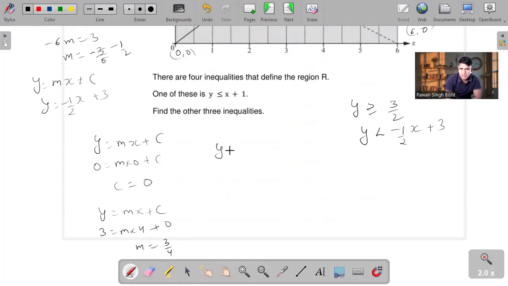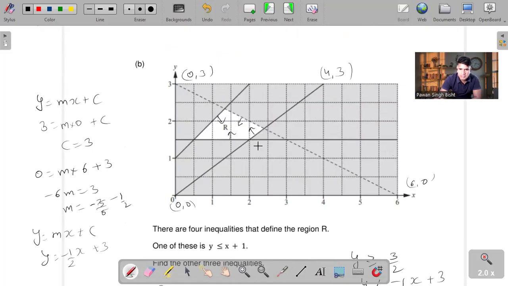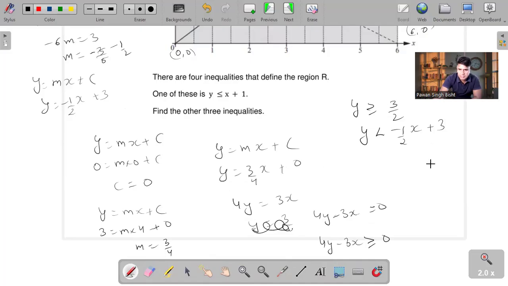So what is the equation? y equals mx plus c. m is 3 over 4 and c is 0. Cross multiply: 4y equals 3x, or 4y minus 3x equals 0. Right? Now you see the region R is above this line, so it will be 4y minus 3x greater than or equal to 0. So I got the three inequalities.